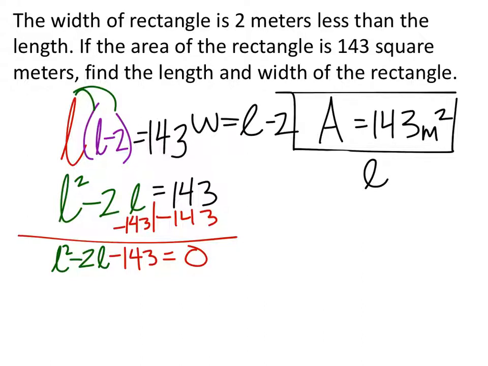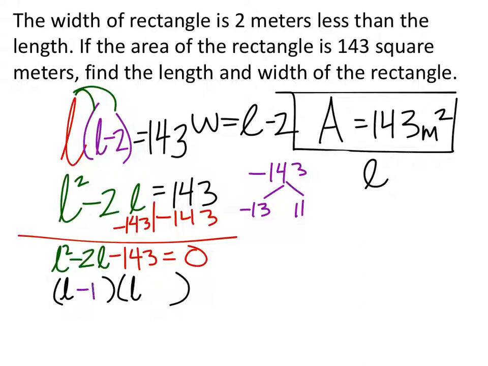So when I break this up, the negative 143, then we'll have the two binomials. So negative 143, I need 2 factors of it that add up to negative 2. Okay, so there's my 2 factors, and that gives me my 2 binomials with the length. And one factor was negative 13, the other positive 11, and this all equals 0.